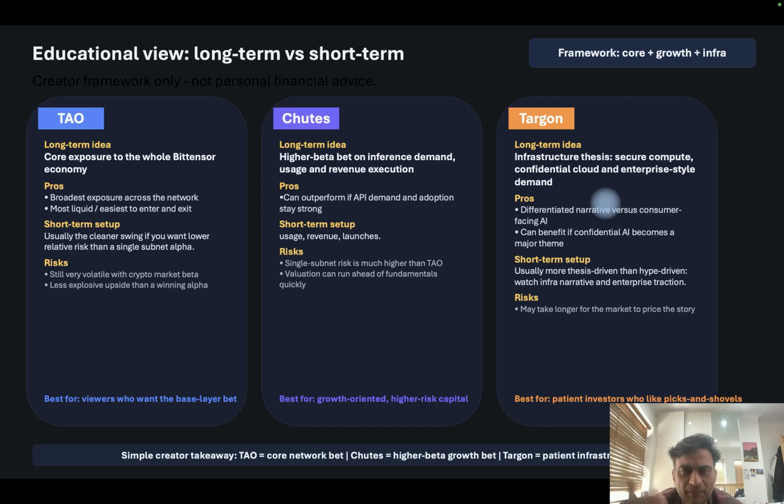It can outperform if API demand and adoption stays strong. Again, we have to see in the short term what the usage, revenue and launches would be. The risk would be single subnet, much higher than TAO, and then valuation can go ahead of fundamentals quickly, right? Targon is similar to Shoots. Secure compute is the use case. Short-term setup is more thesis and hype driven. We have to wait and watch.